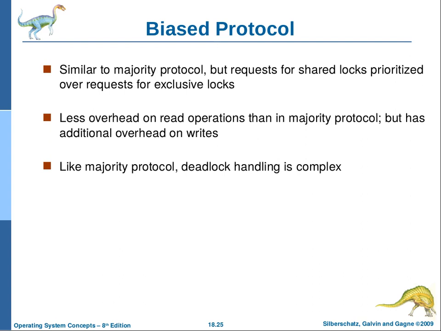The biased protocol is similar, but shared locks are prioritized over requests for exclusive locks. So if you're sharing a lock, which means you can have it where these two can have a lock at the same time, then it's okay.